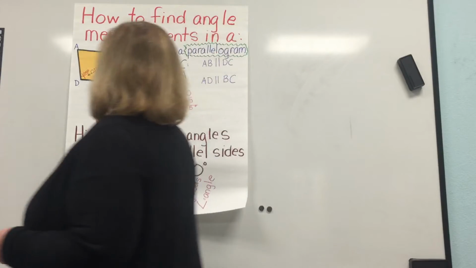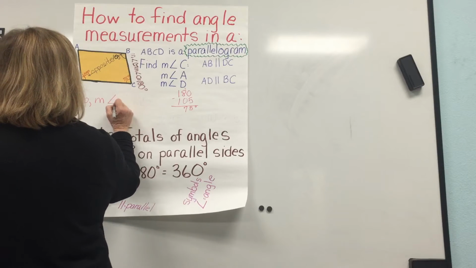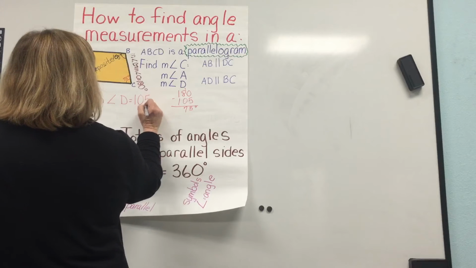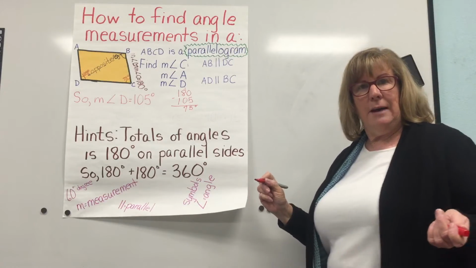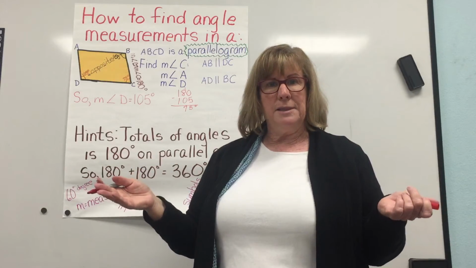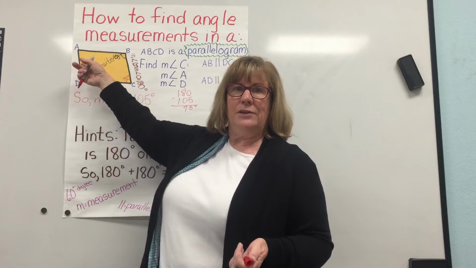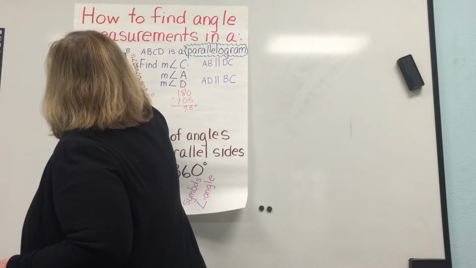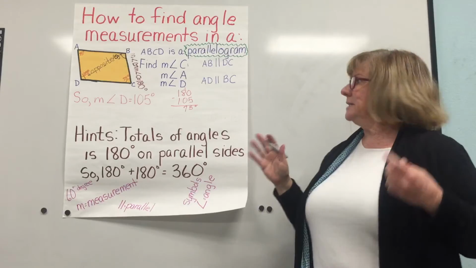Okay? So the measurement of angle D is 105 degrees. Well, what do you think is going to happen to angle C and angle A? Do you think those are going to be opposite angles? Of course. If this is 105, 105 plus 75 is going to equal 180. So this up here is going to be 75 degrees also. Okay? I hope that makes sense.